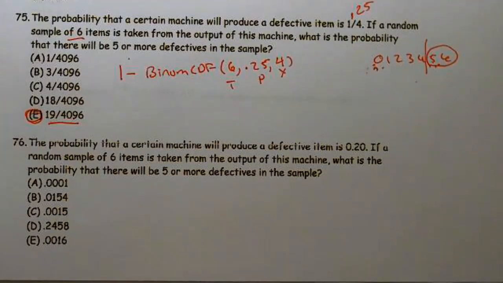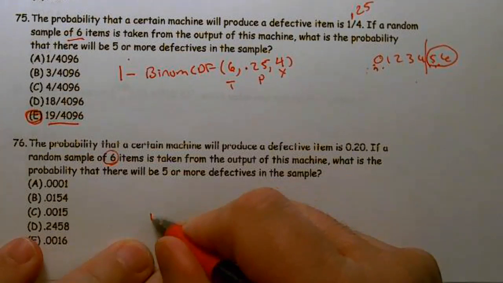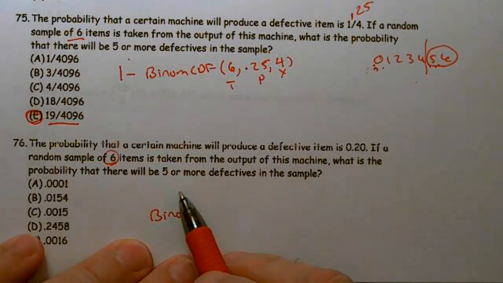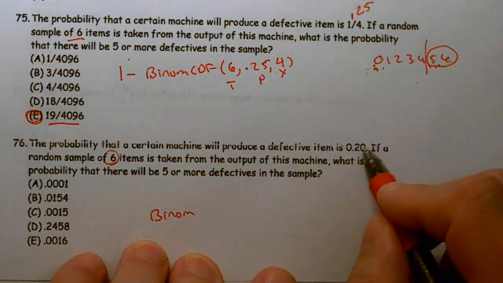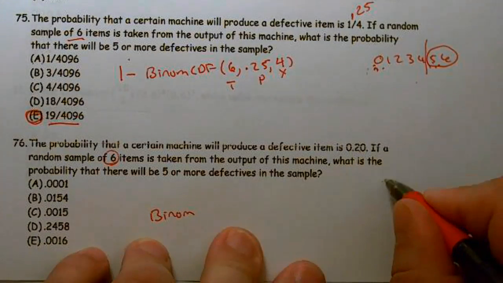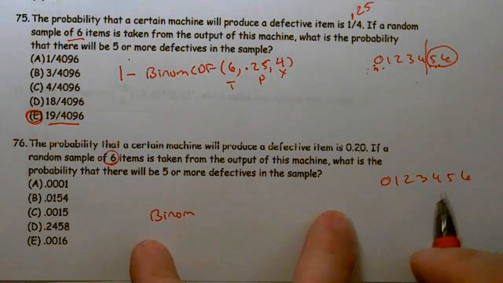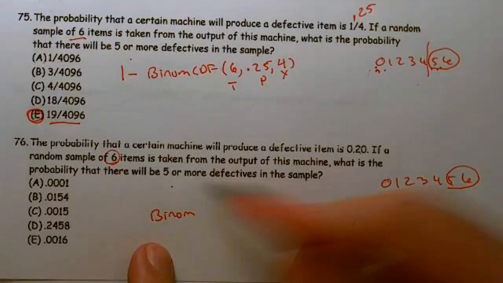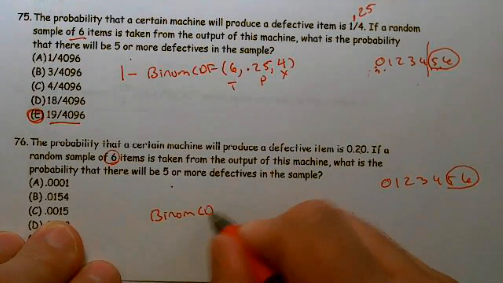The probability that a certain machine will produce a defective item is 0.2. If a random sample of 6 is taken from the output of this machine, once again, we have a fixed number of trials. So this lets me know we're working with a binomial. What's the probability that there'll be 5 or more defectives? Okay, so we have a probability of 0.2. So we have 0, 1, 2, 3, 4, 5, 6. This looks a lot like the last problem because we're circling 5 and 6 because it said 5 or more. Notice I have more than one value circled, so this makes it a CDF.